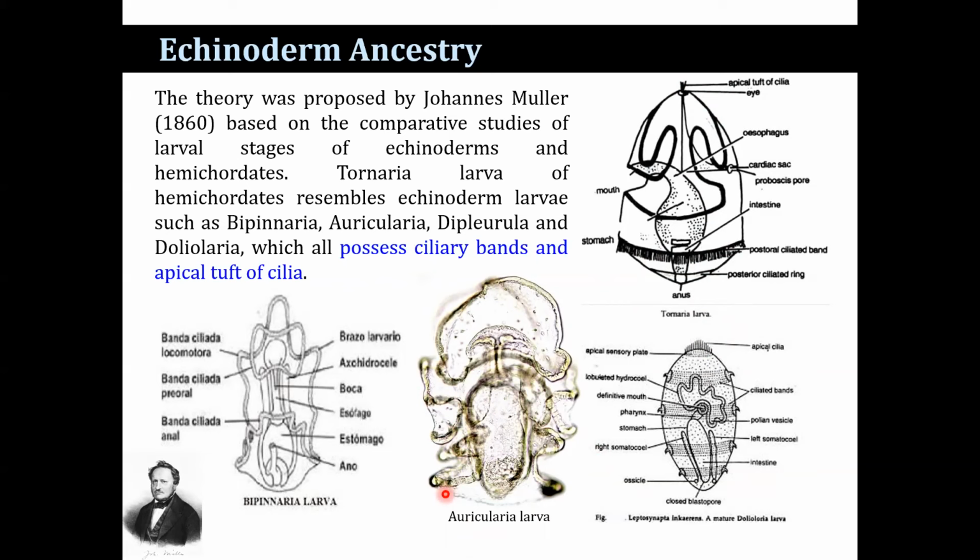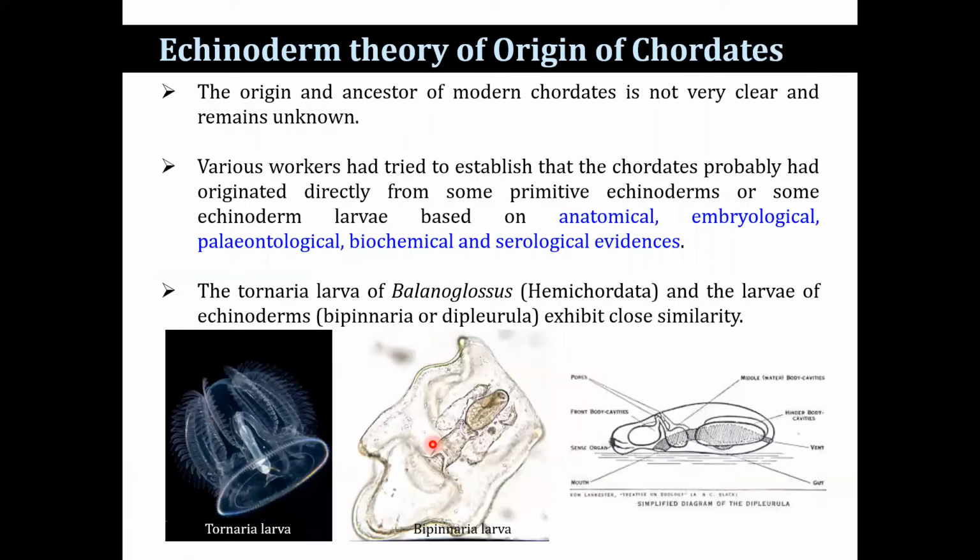So the tornaria larva of the hemichordates and the bipinnaria auricularia larva of the echinoderms possess some common characteristic features. What are the characteristic features? Presence of an apical tuft of cilia and ciliary bands. Now the origin and ancestor of the modern chordates is not very clear and remains obscure, because their early ancestors, most likely, were soft-bodied forms, and as yet no fossil remains give us a clue about their origin.